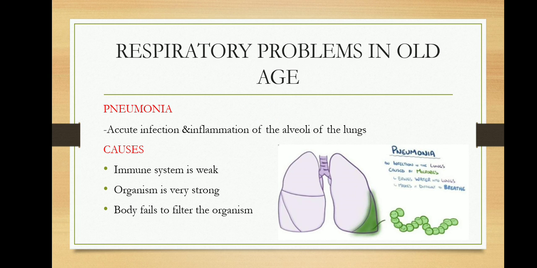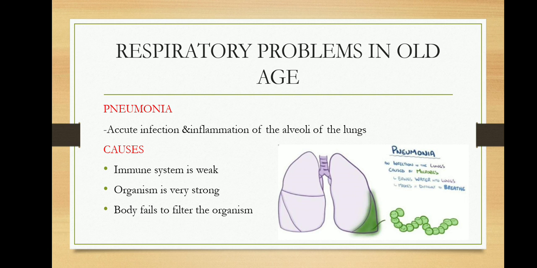Then respiratory problems in old age. Respiratory problems in old age mainly include pneumonia. It is an acute infection and inflammation of the alveoli of the lungs. Pneumonia is an infection in lungs caused by microbes. It brings fluid into lungs and makes breathing difficult.